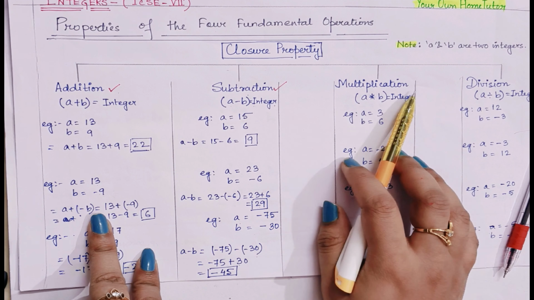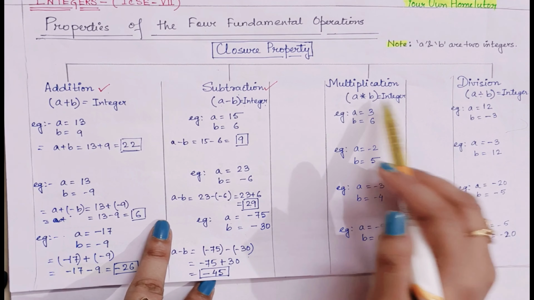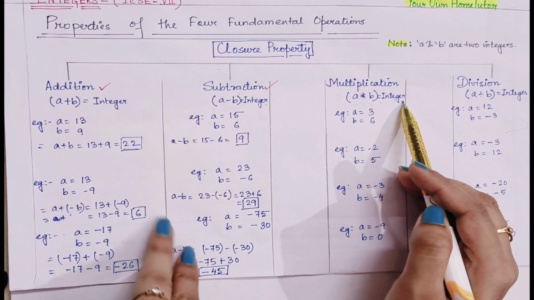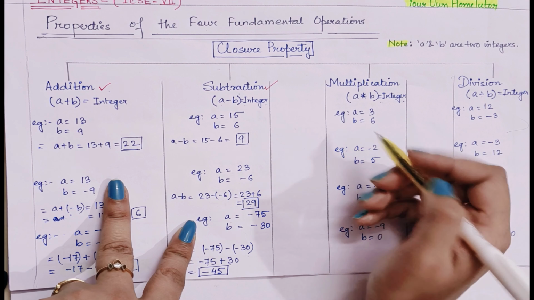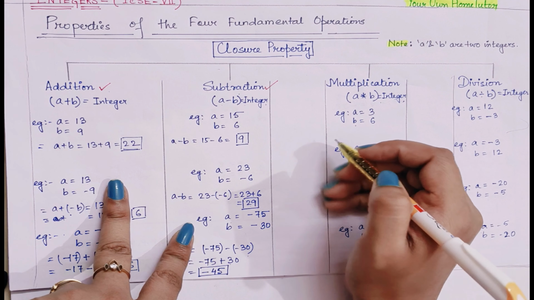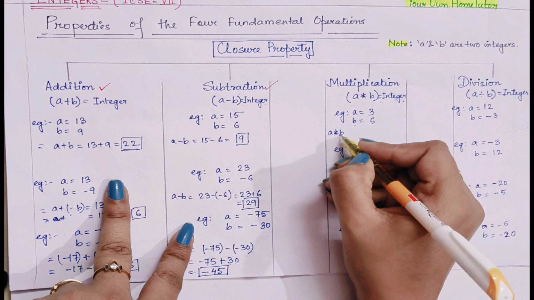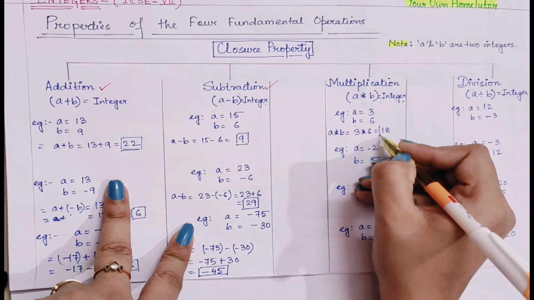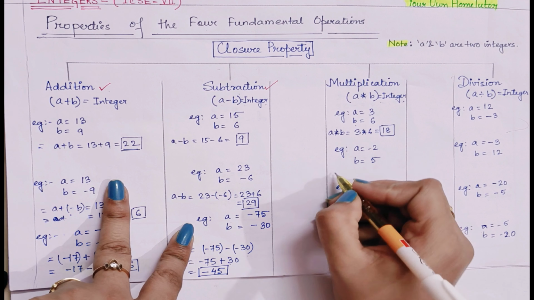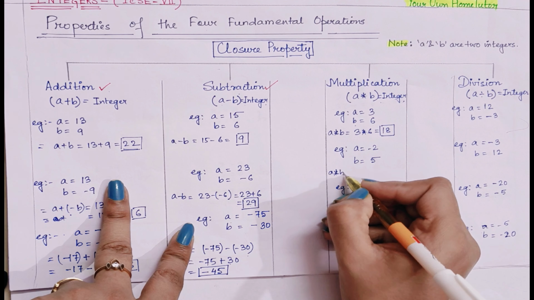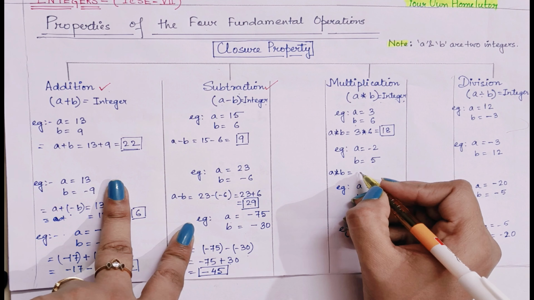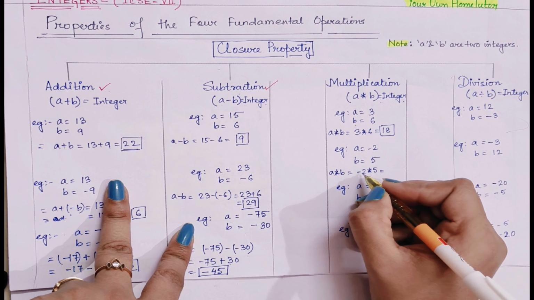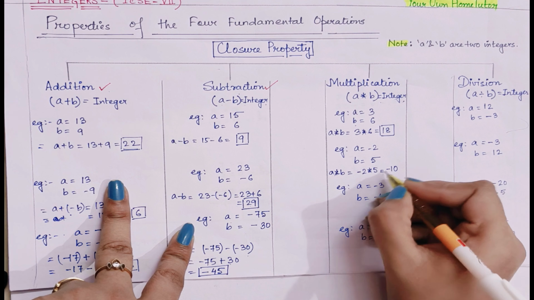Now let's see the closure property for multiplication. If a and b are two integers, then their result or the product should also be an integer. Let us take the first example. A is equal to 3 and b is equal to 6. If I multiply a with b, then I get 3 into 6, which is 18, an integer. Again, the second example, a is equal to minus 2 and b is equal to 5. So I am taking a positive and a negative integer. If I multiply them, I'll get a negative integer.